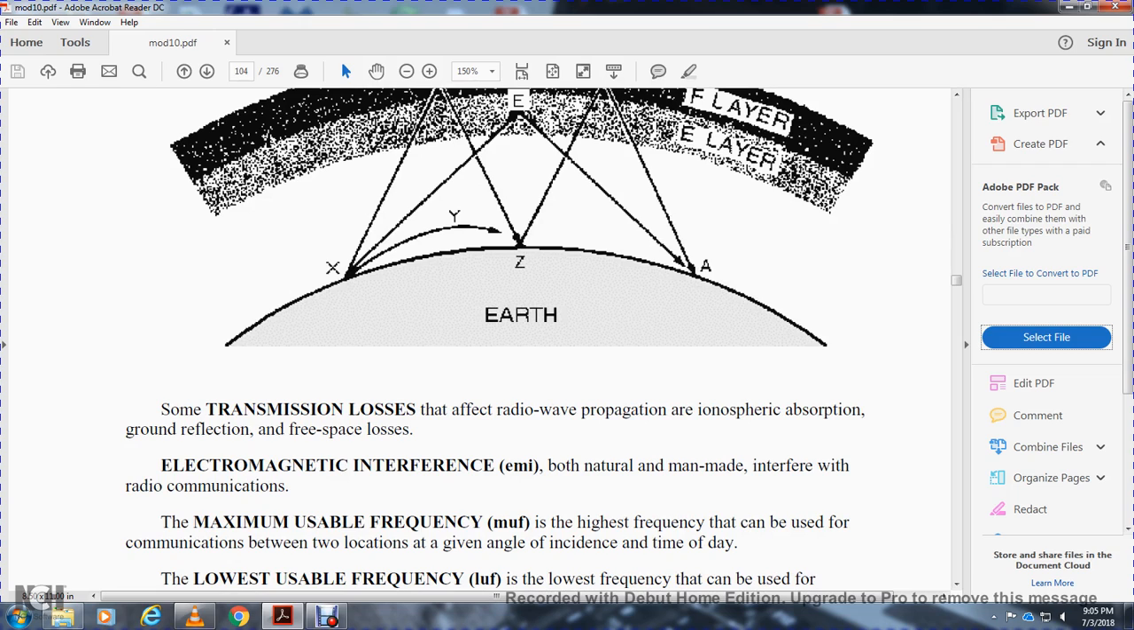Transmission loss results from the effects of radio wave propagation: ionospheric absorption, ground reflection, free space loss, and electromagnetic interference, or EMI. Both natural and man-made sources interfere with radio communications.